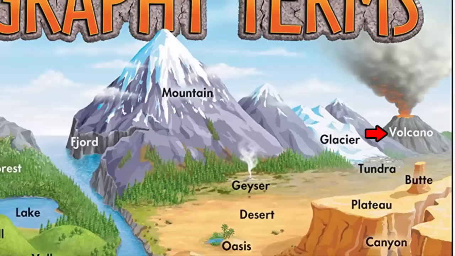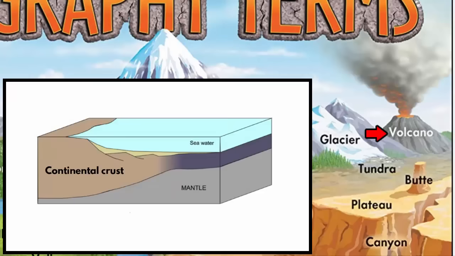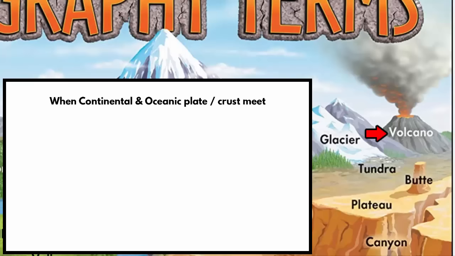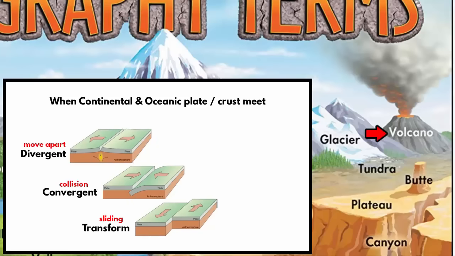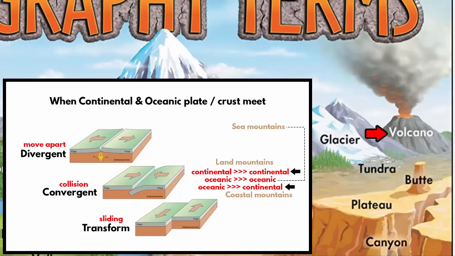Now you need to understand that tectonic plates are of two types. One is a continental plate and the other is an oceanic plate. When these plates meet, three types of boundaries are found: convergent, divergent, and transform. Several events can occur. The collision can occur between two continental plates, two oceanic plates, or between an oceanic plate and a continental plate. Mountains are usually formed when two continental plates converge or collide.